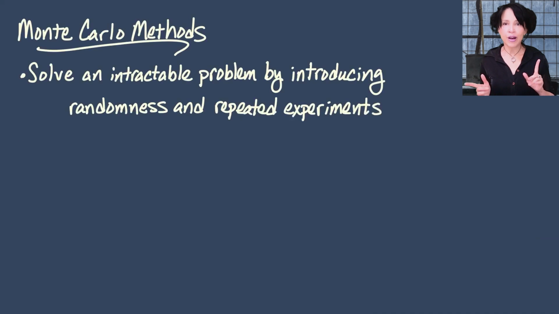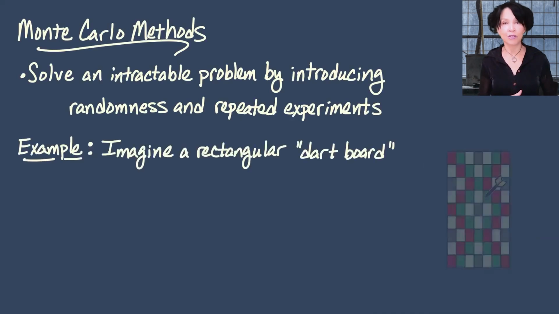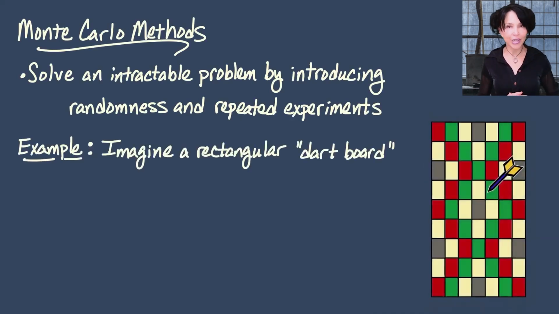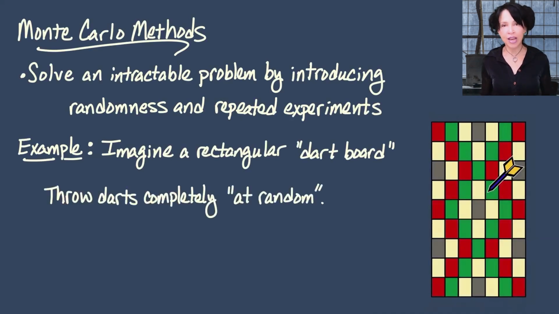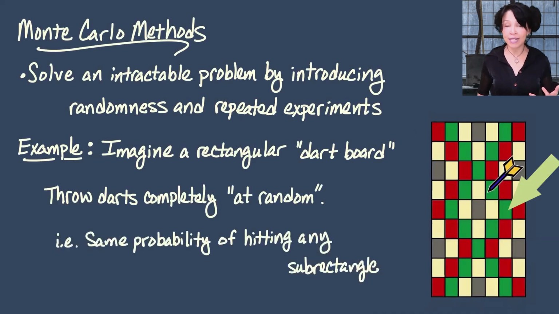As my example, I've got a rectangular dartboard, which I realize is a little strange looking, and I'm going to assume that I can throw darts completely at random at this board. So that means that I'm not going for the center, nor am I likely to hit the center. I've got a bunch of equal area subrectangles here, and if I'm throwing the darts completely at random, I have the same chance of ending up in this rectangle as I do this rectangle or any other subrectangle here.